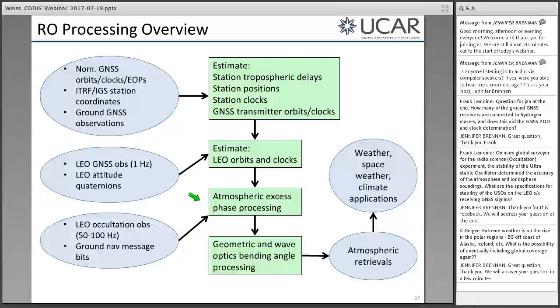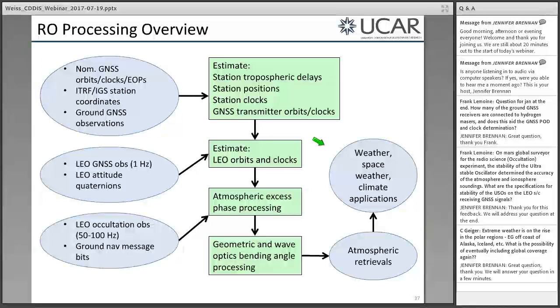Once you have that excess phase, then you can apply geometric and wave optics processing to come up with a bending angle profile. And from that, you can get to the atmospheric retrievals, so refractivity, and then pressure, temperature, humidity, and so on. And then those products are used by applications in the areas of weather, space weather, and climate.